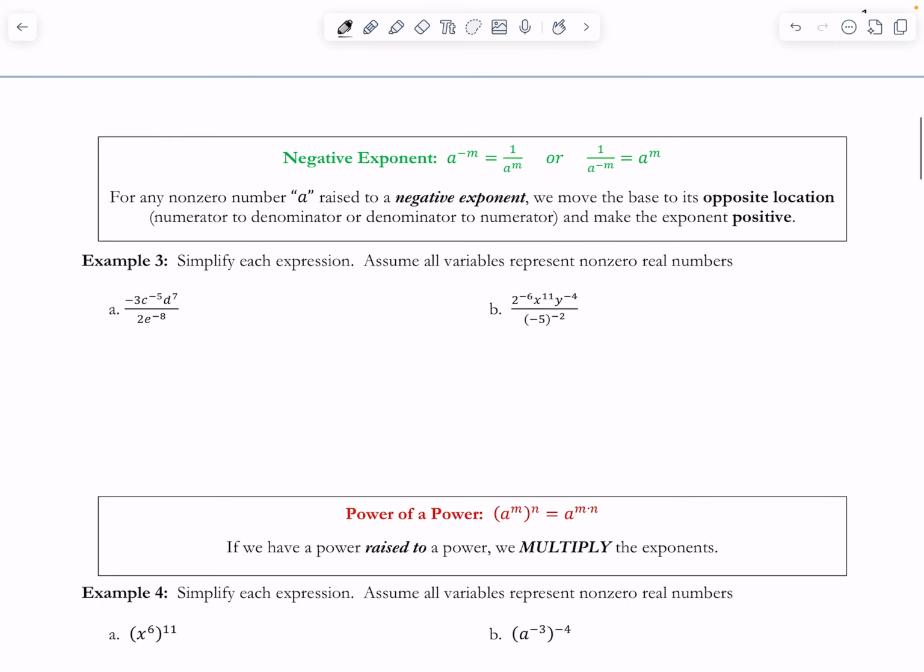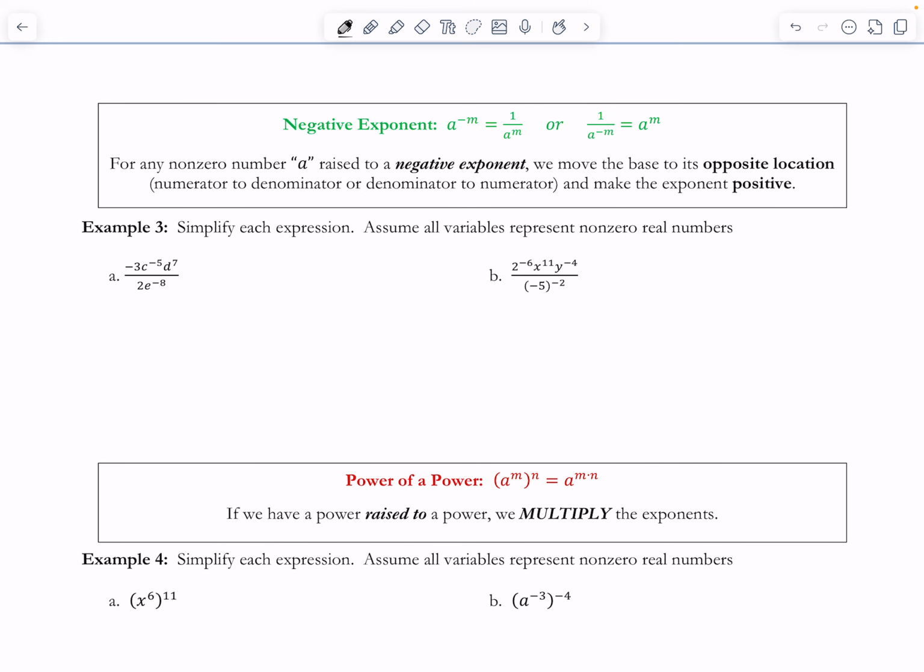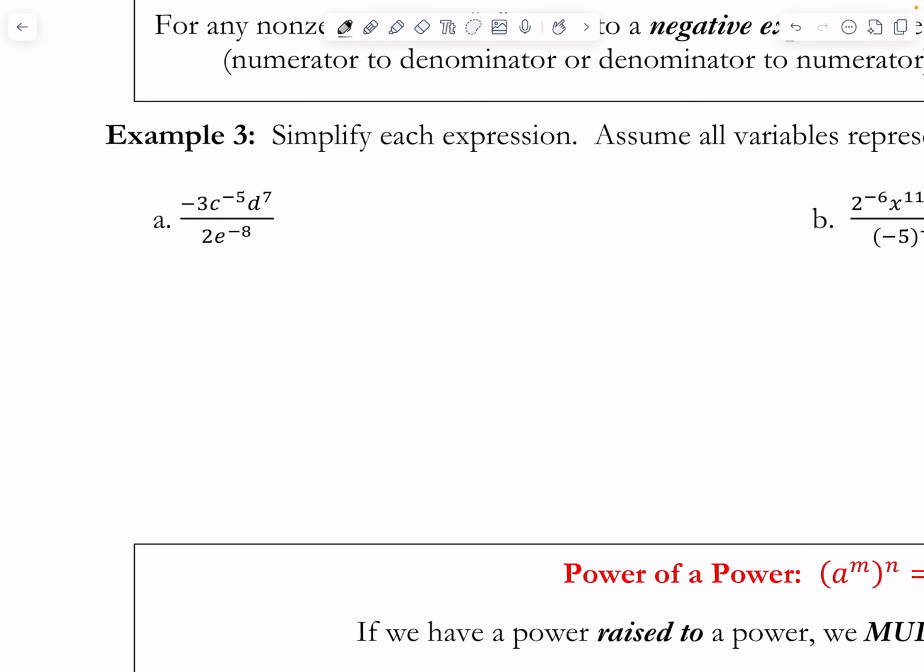Okay, negative exponent. If you ever have a base raised to a negative exponent, you can write it as 1 over that same base raised to a positive exponent, or vice versa. These are a little bit tricky. The way you want to think of this is that they just slide or move across the fraction bar. So like in this first example, do you see this c to the negative 5th power? I can write my fraction bar and write c to the 5th power in the denominator, and you'll notice that the power has become positive.